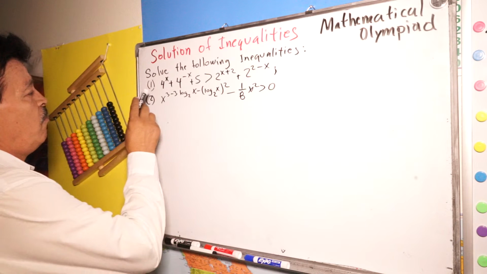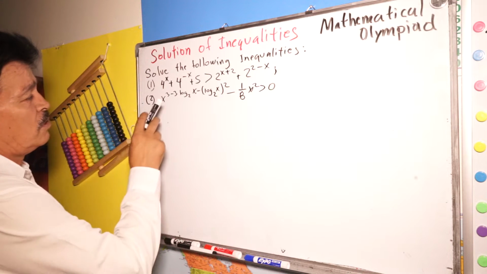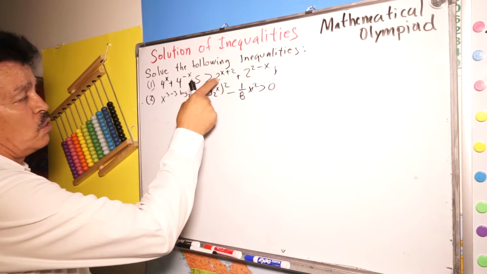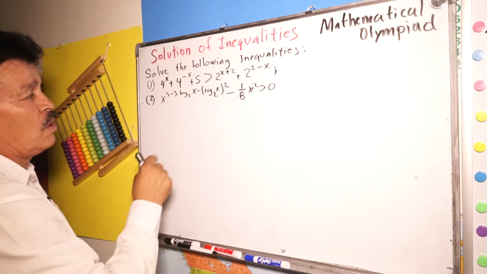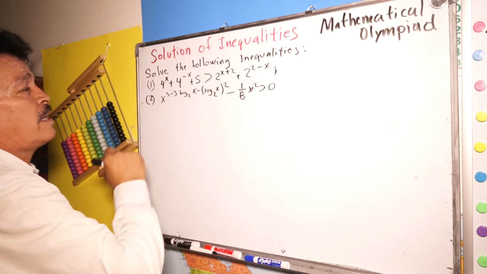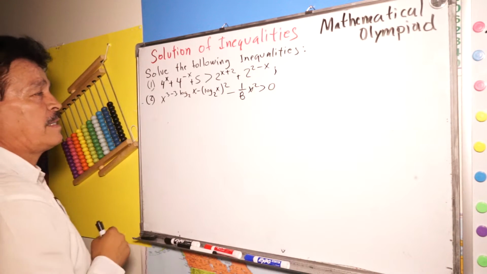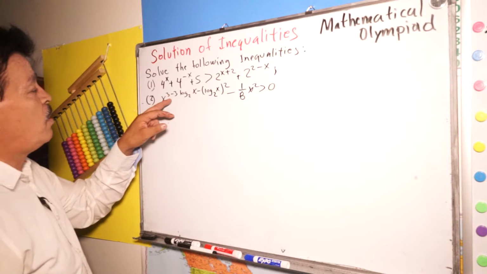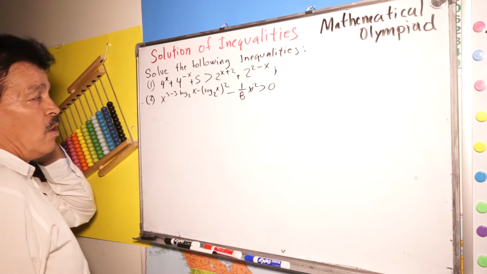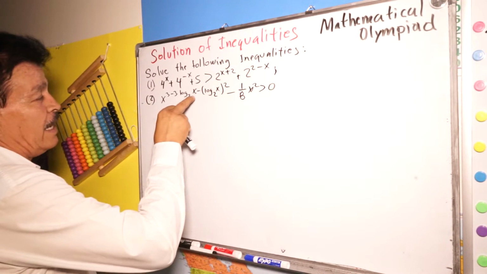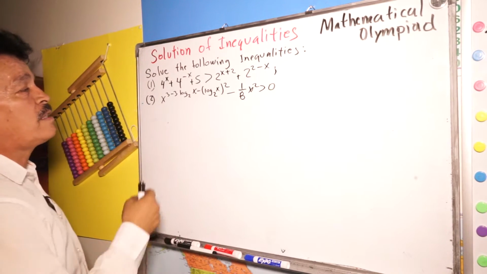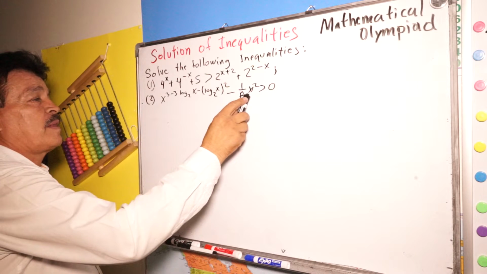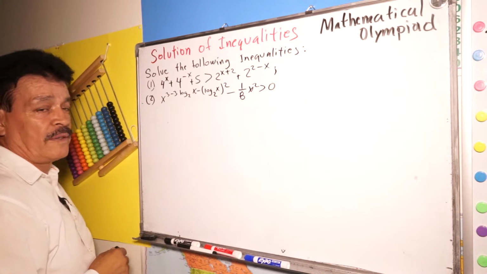The first one: 4 to the x power plus 4 to the negative x plus 5 greater than 2 to the x power plus 2 to the second power minus x. That's the first one. The second one is x to the third power minus 3 log 2 x minus log 2 x to the second power minus 1/8 x to the second power greater than 2.